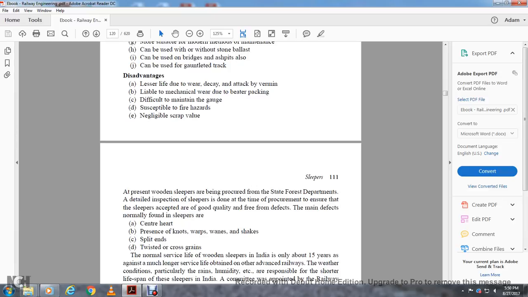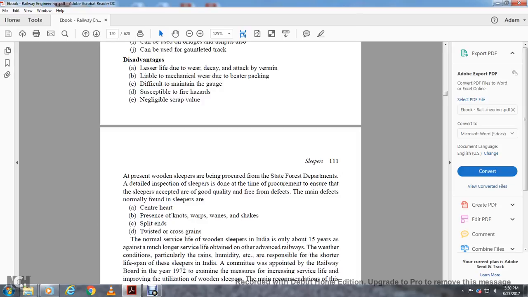The main defects normally found in sleepers are center heart, the presence of knots, warps and wanes, shakes, split ends, and twisted cross grains. The normal service life of a wooden sleeper in India is about 15 years, against a much larger service life attained in advanced railways. The weather conditions, particularly the rain and humidity, are responsible for the shorter lifespan.